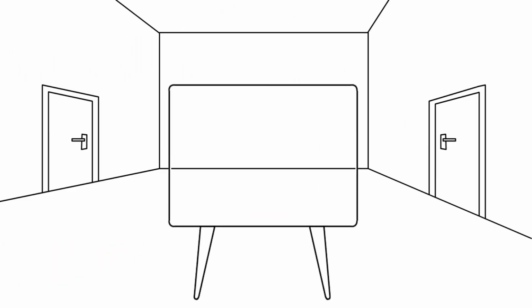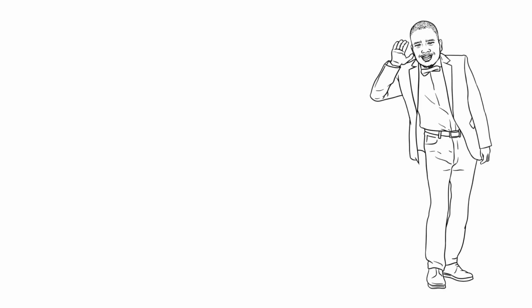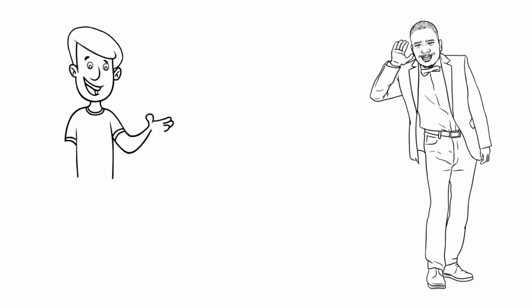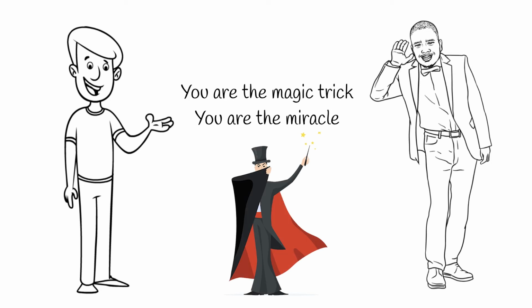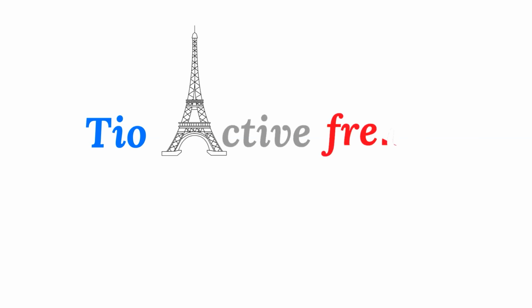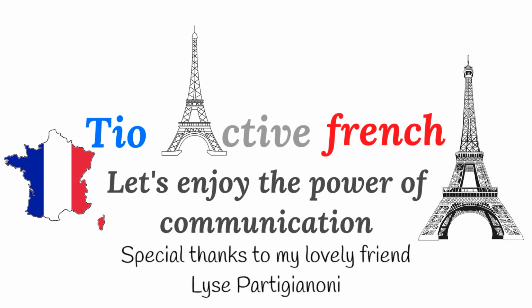Rule number 2. Be a good actor or actress. It means that you should listen very carefully and try to imitate French speakers as precisely as you can. After a while, you will see that you do not need any magic trick. You are the magic trick. Remember that the French language is full of exceptions, and that is exactly why it's so beautiful. Now we're all set. Let's enjoy the rest of our journey together.